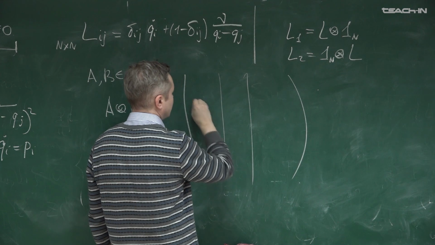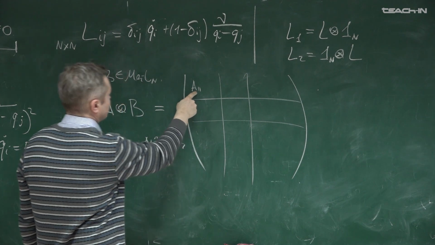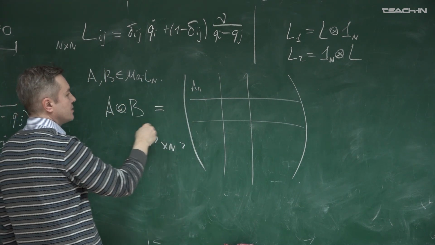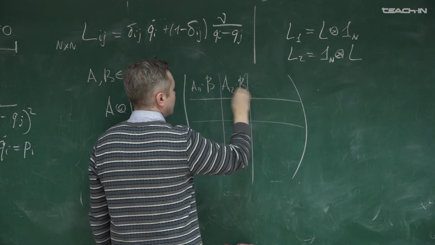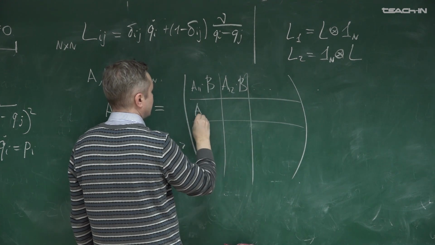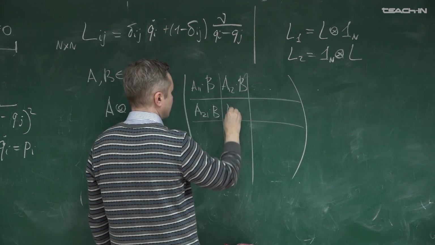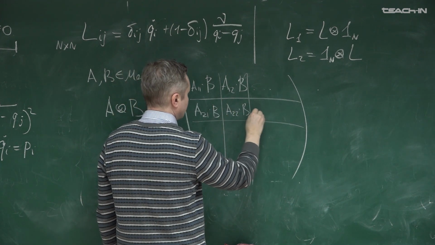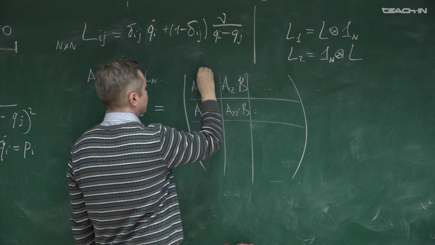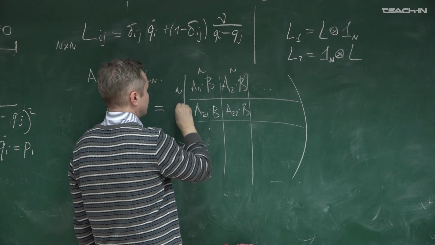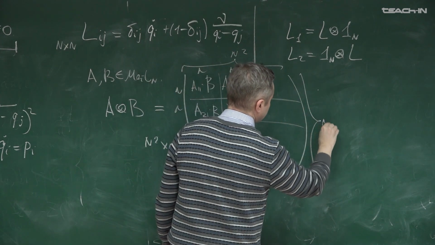So you just put here A11, element of the matrix A, multiplied by the total matrix B. Then A12 by the total matrix B, and so on. And each block is constructed in the same way. So this is n, n, n, n. So totally we have n squared by n squared.